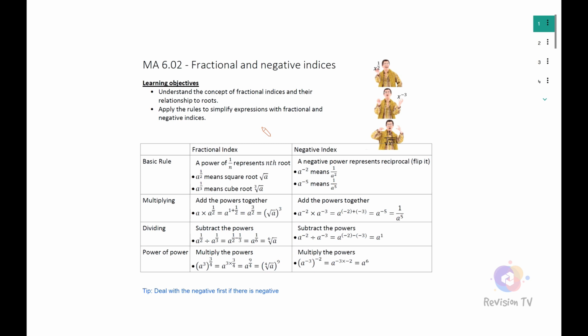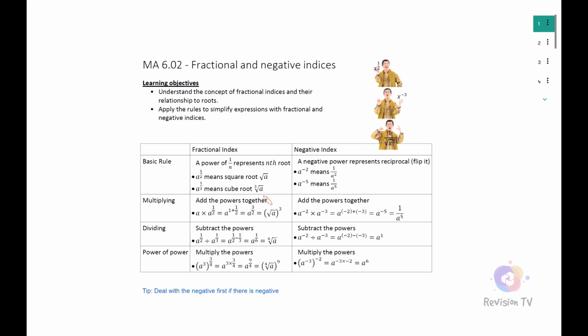Now, there are some basic things you need to know about the difference between a fractional and a negative index. By understanding them, you learn how to deal with them as well. So, a fractional index means that when you have a fraction in a power, it means the nth root. For example, if you have 1 over 2, the 2 means a square root. A 3 means a cube root. Note, the numerator is 1 here. So, 1/2 means square root, 1/3 means cube root.